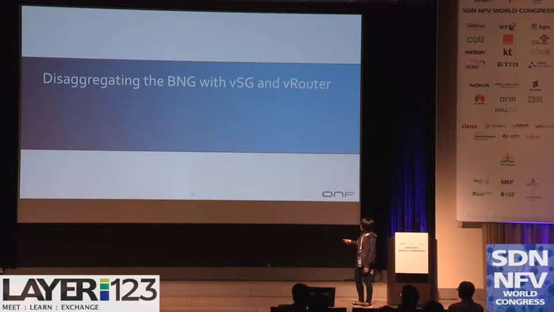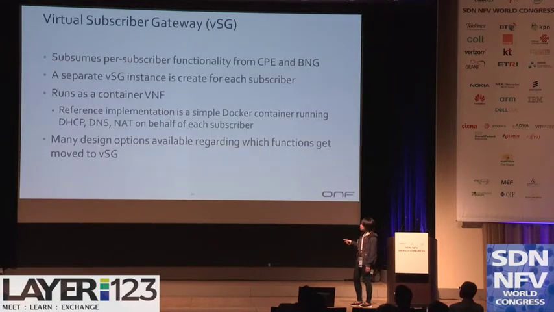The next thing we want to cover is how we are disaggregating the BNG. The BNG is disaggregated through the virtual subscriber gateway and through the vRouter. The virtual subscriber gateway provides the per subscriber functionality for the CPE and BNG. For each subscriber, we create an instance of that service within a container, within a VM. So the VSG essentially runs as a VNF in a container.